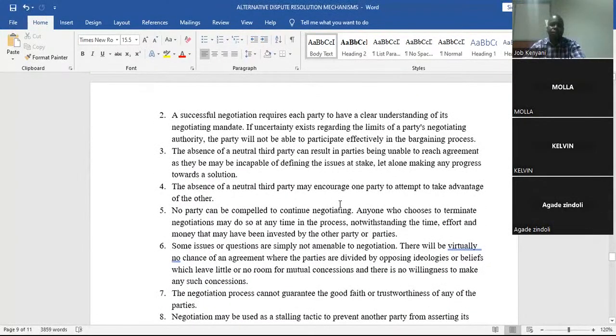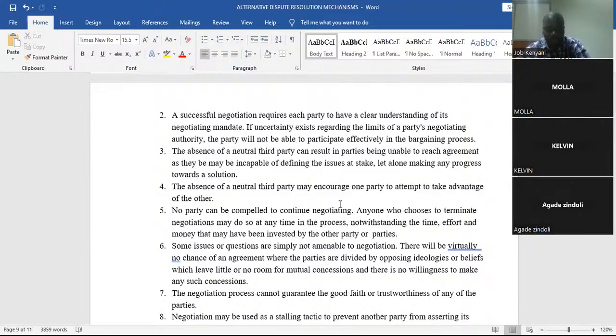A successful negotiation requires each party to have a clear understanding of its negotiating mandate. If uncertainty exists regarding the limits of the party's negotiating authority, the party will not be able to participate effectively. You must be able to understand the matter at hand so that you can negotiate appropriately. What are we negotiating over? What are the facts? You need to have all the facts so that you can negotiate for yourself.